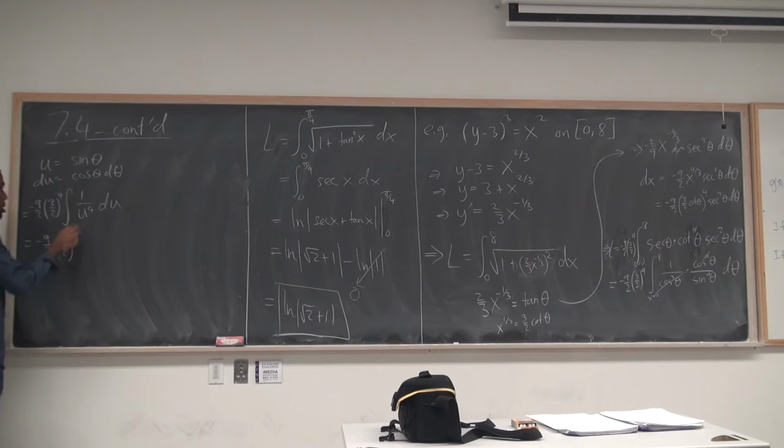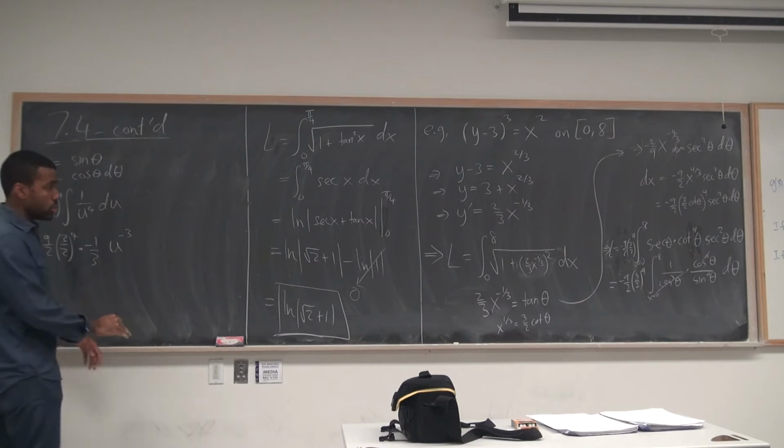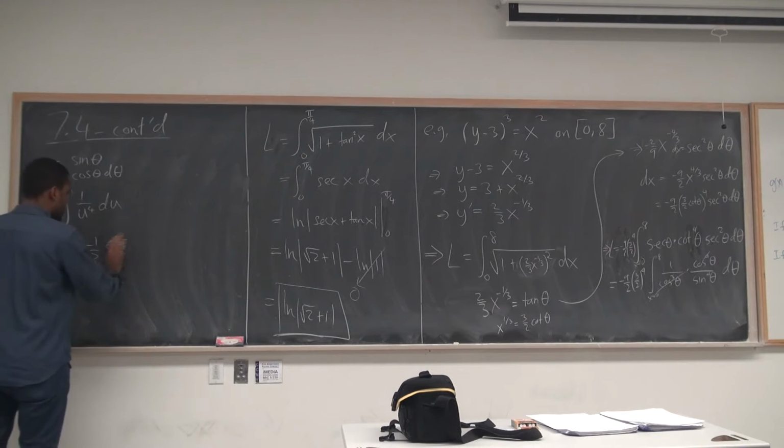Right. So that's going to become what? u to the minus fourth. You add 1 to the power, you get u to the minus 3 over the negative 3. Right. But we know what the u was. Let's just actually write it in. u was sine, so this is just 1 over sine cubed theta.